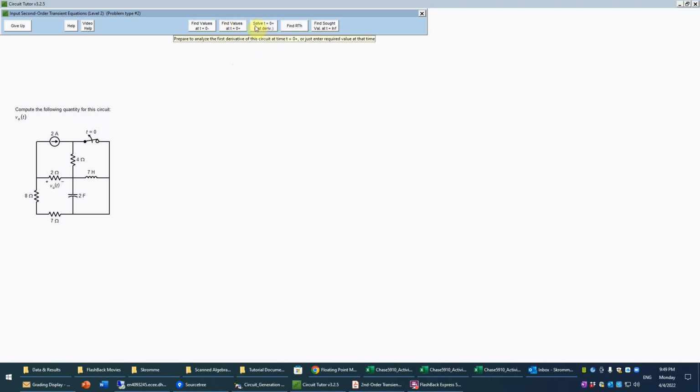Then there's also analysis that's going to have to be done here for the first derivative of the circuit at t equals 0 plus, which is a special thing that you have to do in second-order transients, as discussed in the introductory tutorial. And I would especially recommend reviewing that discussion before trying to do this.